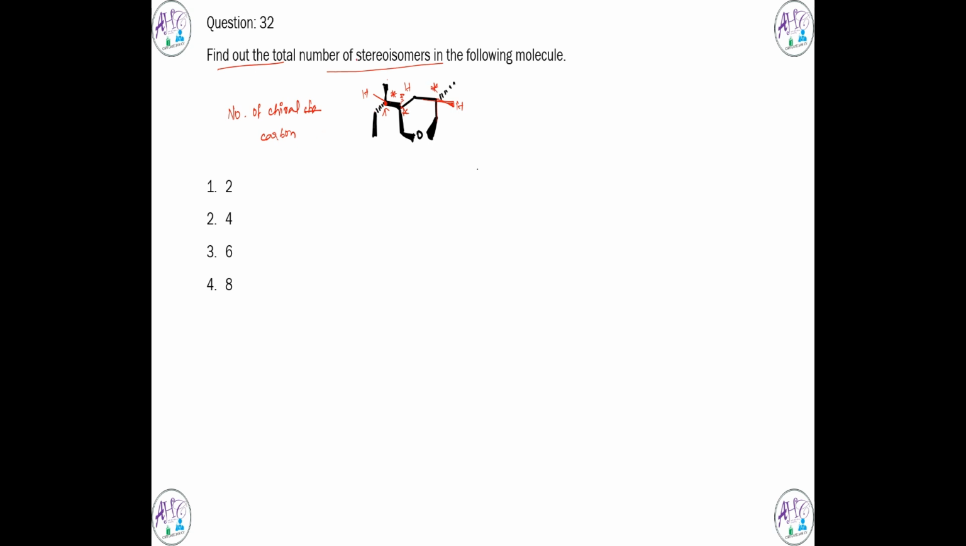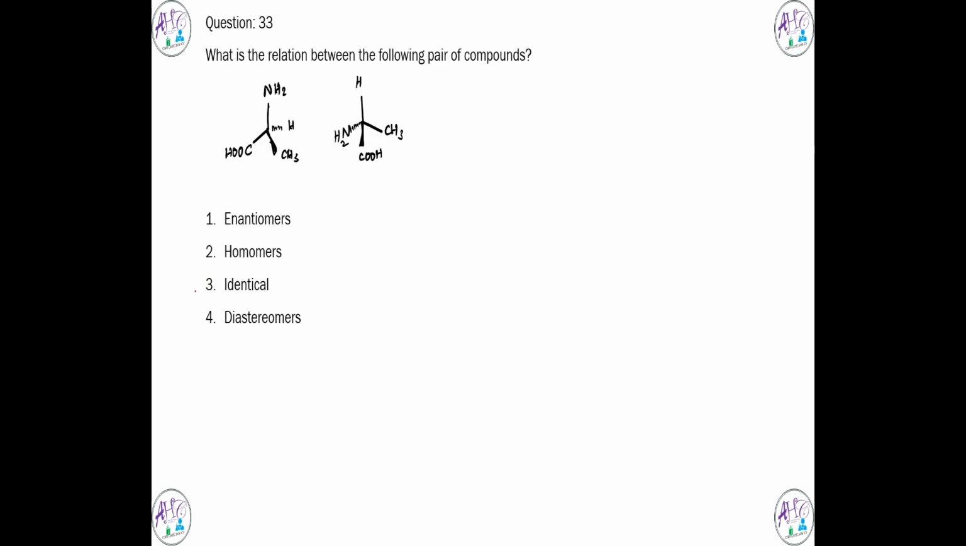So what is the formula for the total number of stereoisomers? 2 power n, where n is equal to the number of chiral carbons. So we can say 2 cube, which is nothing but 8. So the total number of stereoisomers is 8.